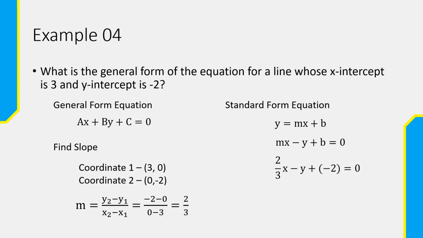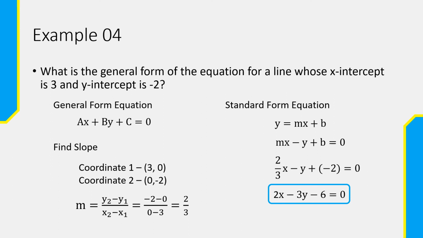We will then plug in all the variables, replacing the slope, which is the variable m, with the calculated slope we just determined to be 2 over 3. And also we will replace the y-intercept, which is the variable b, with the given value of negative 2.